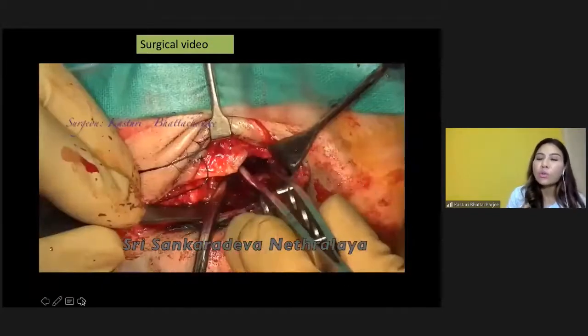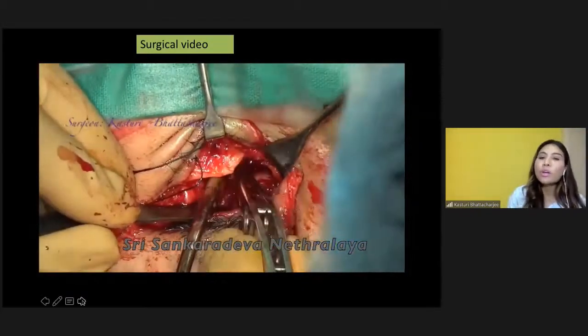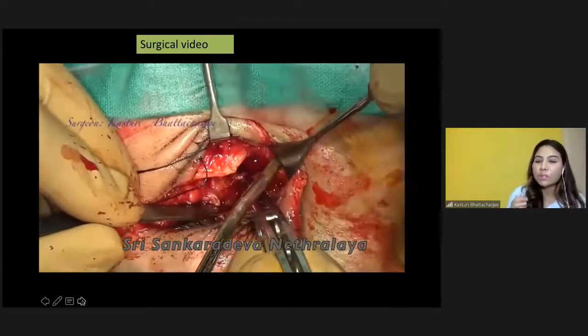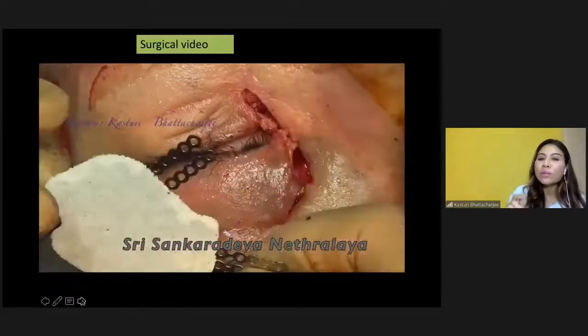So the first thing, how do we give volume? We have also done 3D printing of this patient, and now what we have done, we have used this MTM.